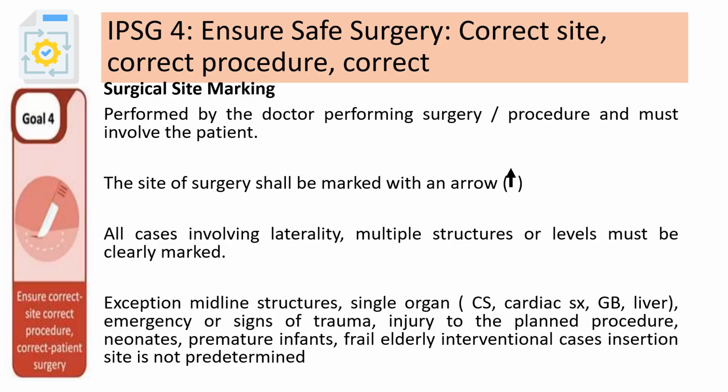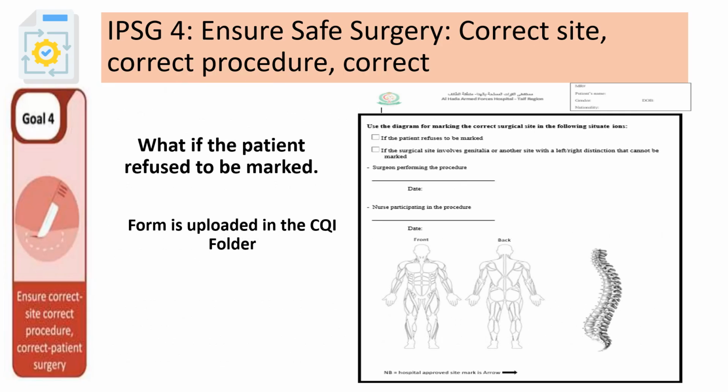Exceptions: midline structures, single organ, caesarean section, cardiac surgery, gallbladder, liver, emergency, signs of trauma wherein injury to the planned procedure, neonates, premature infants, frail elderly, interventional cases where the insertion site is not predetermined. For neonates, premature infants, and frail elderly, an easily removable soft sticky adhesive tape with a marked arrow shall be applied. Alternatively, to identify the surgical site, a human diagram with an arrow shall be indicated.